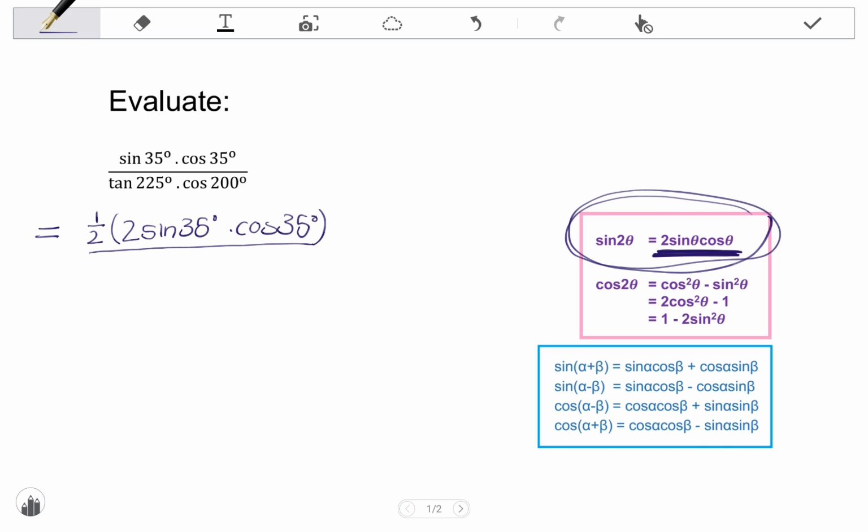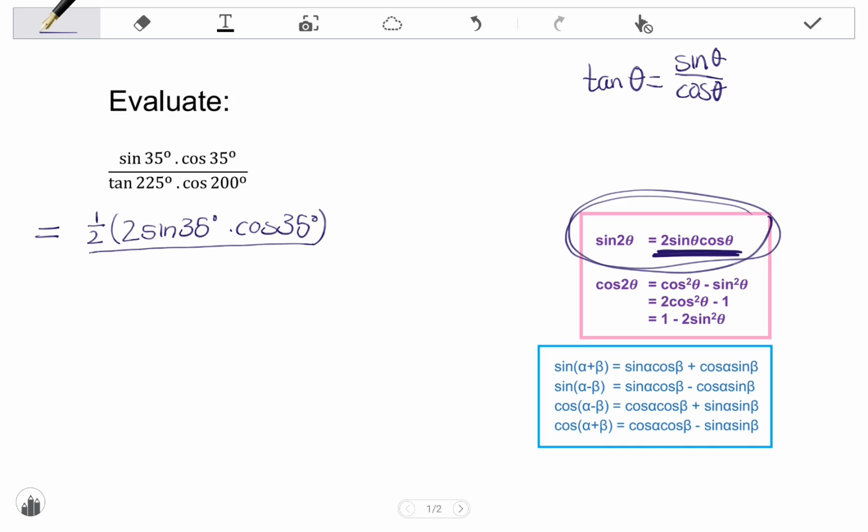Now I move from my numerator and look at the denominator. In the denominator I have a tan. Tan does not form part of any of the formulae here. I also notice that the two angles, 225 degrees and 200 degrees, are different. So we notice the different angles and that I have a tan. Now remember that tan theta is equal to sine theta over cos theta, which is our quotient identity.